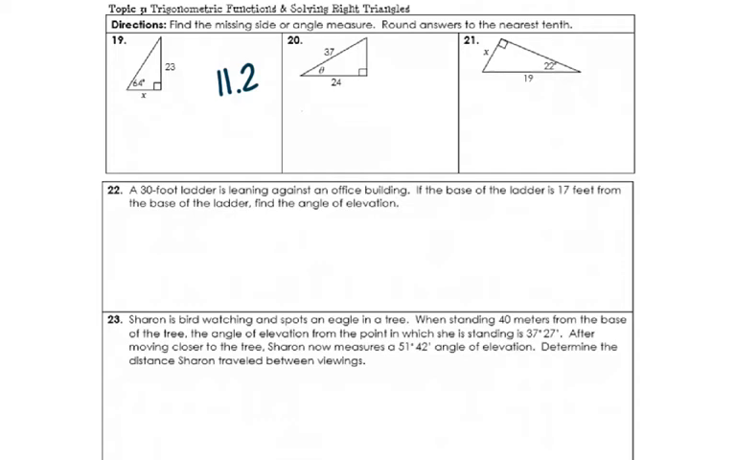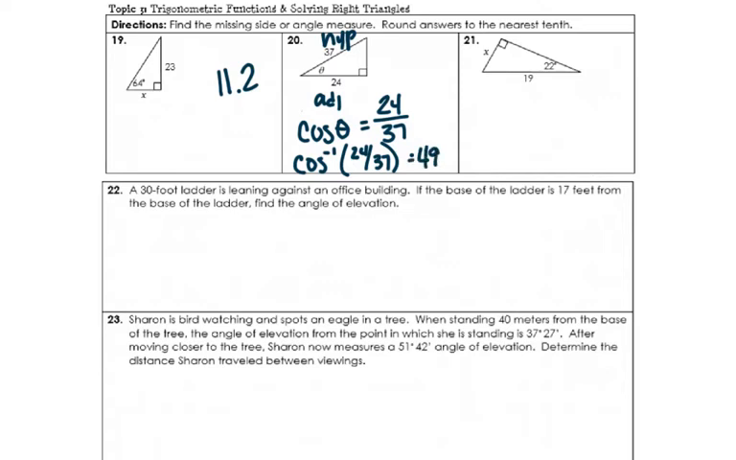Number 20. So this is my adjacent side, and this is my hypotenuse. So I need to be using cosine. The cosine of the angle equals 24 over 37. Remember, when I'm finding an angle, that's when I would use the inverse cosine. So just a different button, but you get the same thing. And you should get 49.6.